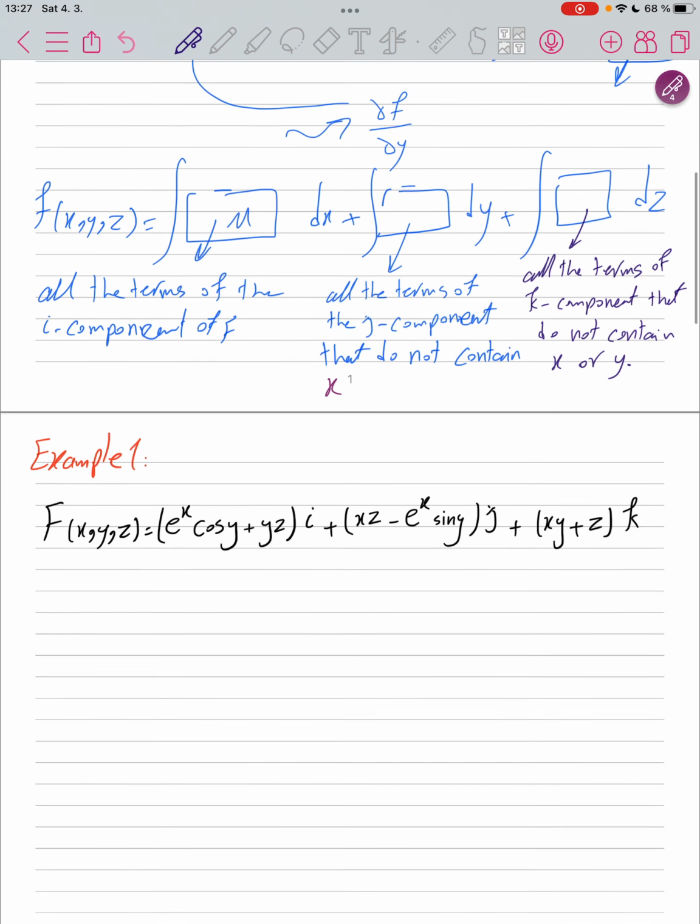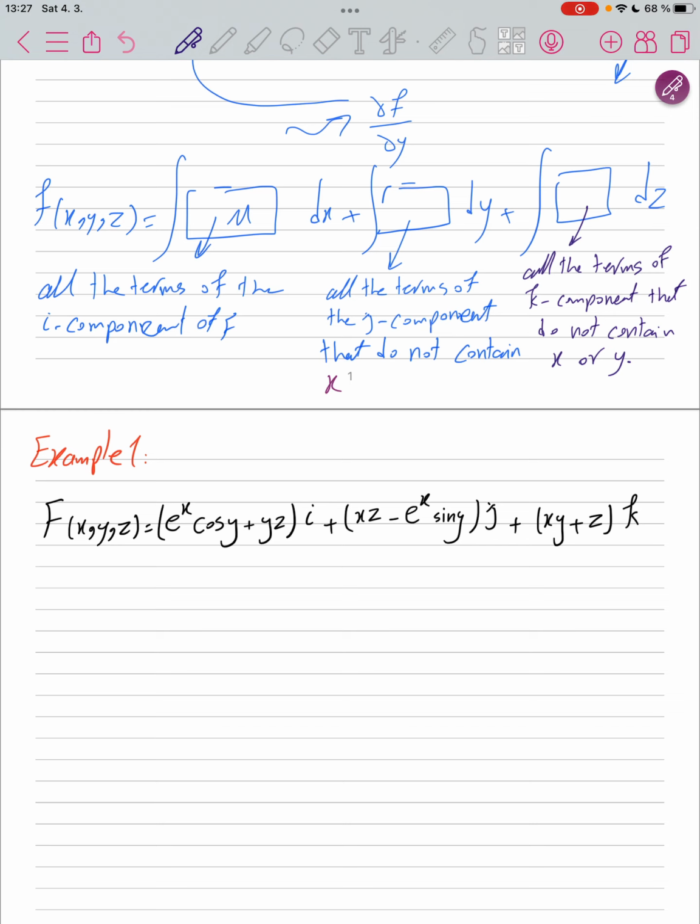Okay, here is the first example. You can easily check that this vector field is conservative, therefore it has a potential function. So now the potential function can be obtained by this. Okay, this is going to be integral dx plus integral dy plus integral dz.